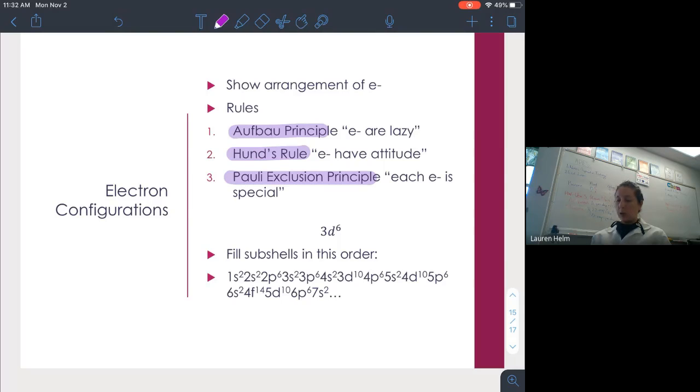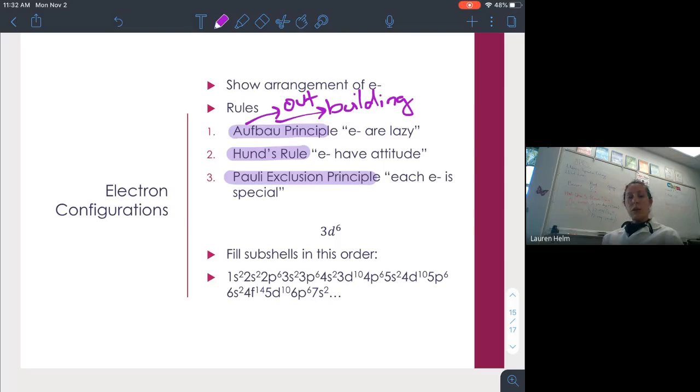What do those mean? Well, Aufbau is a German word. Auf means out, and Bau means building. And so the Aufbau principle means to build out, or in other words, electrons are going to go from the lowest energy to the highest. So they're always going to start as low as possible and build out.